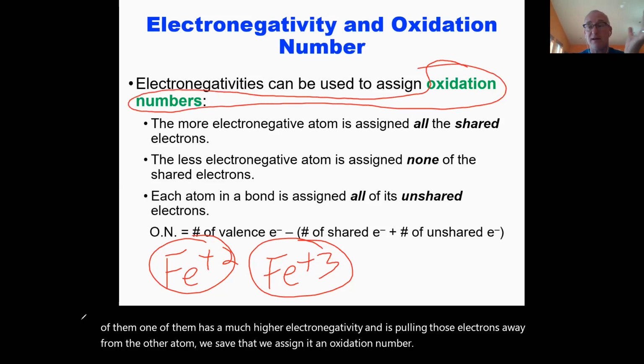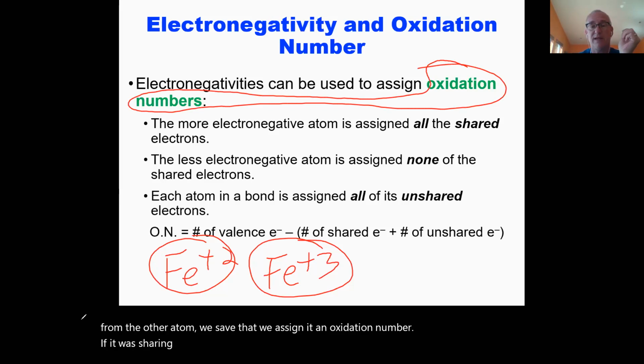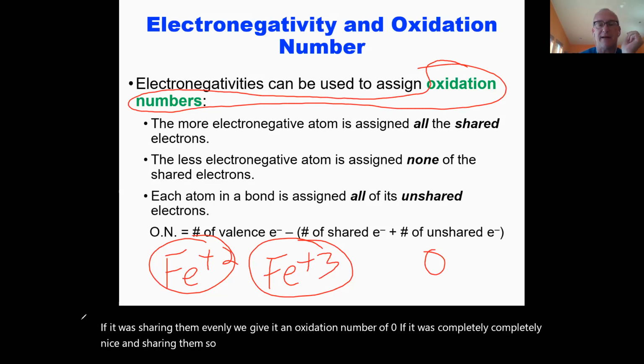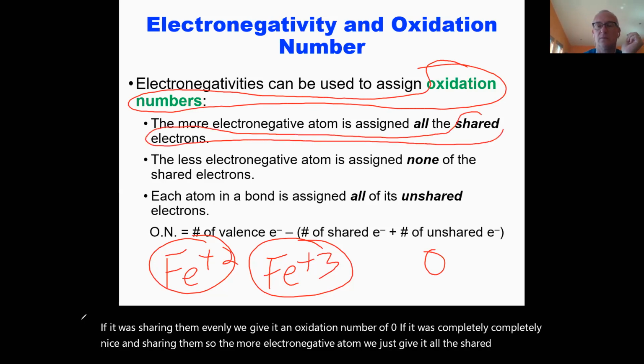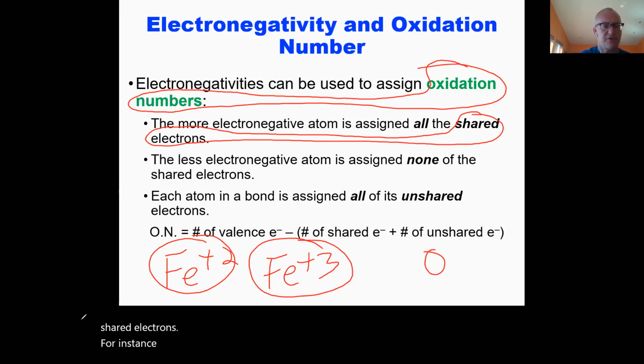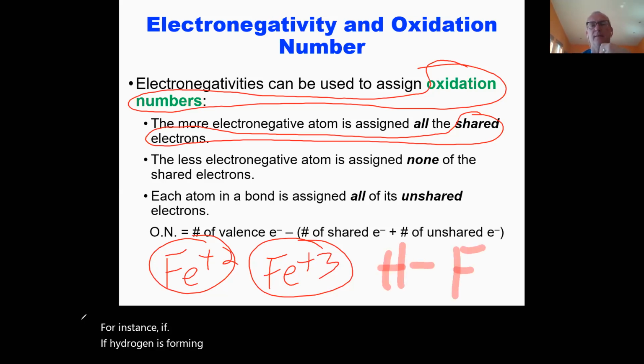Meaning, if it was sharing them evenly, we'd give it an oxidation number of 0. If it was completely nice and sharing them. So the more electronegative atom, we just give it all the shared electrons. Like for instance, if hydrogen is forming a bond with fluorine, we know the fluorine's the most electronegative element.